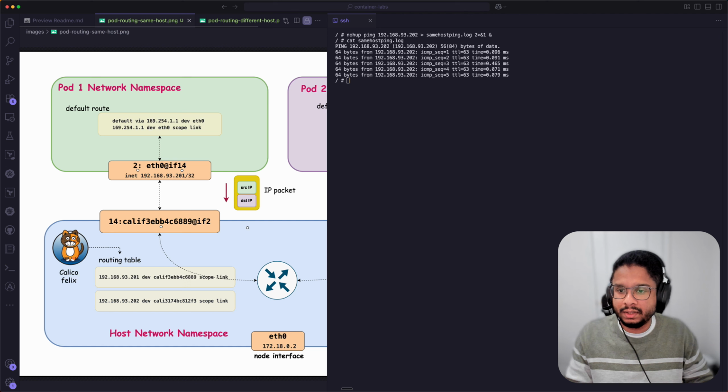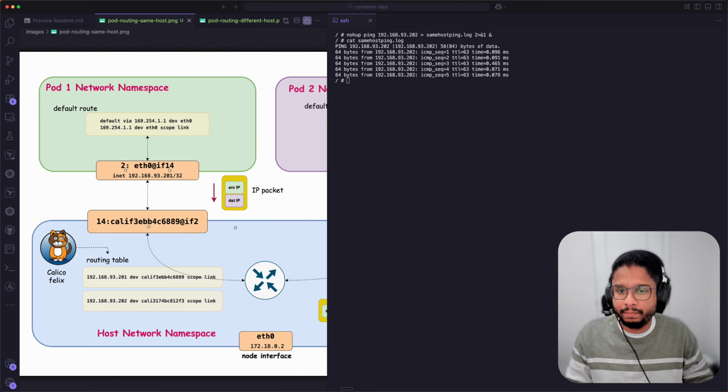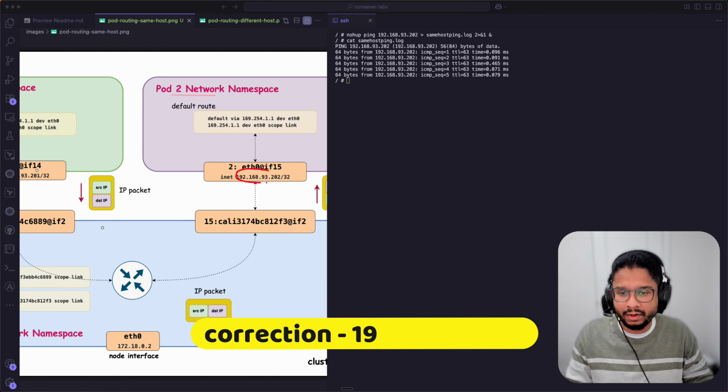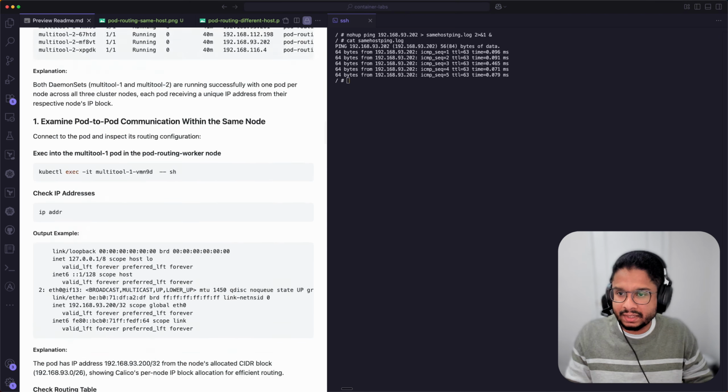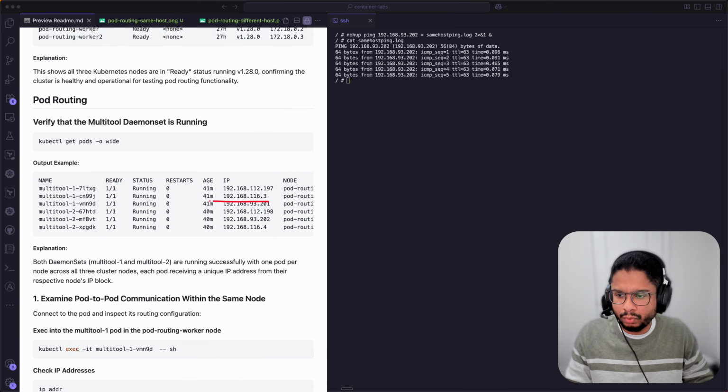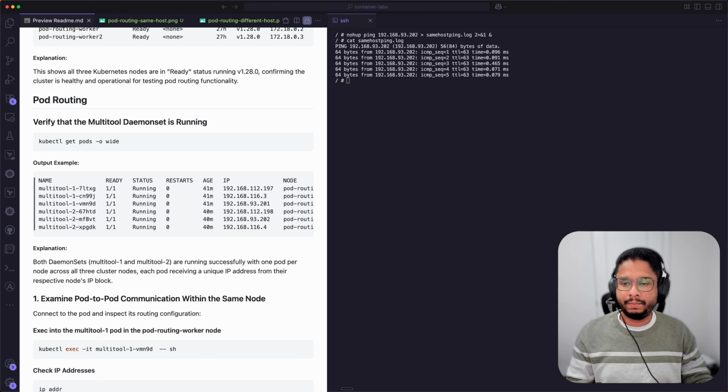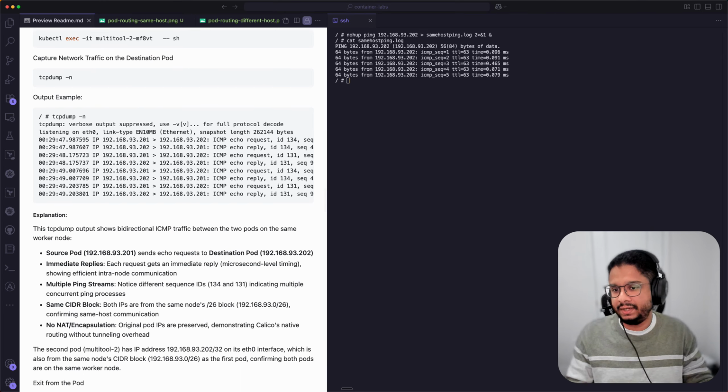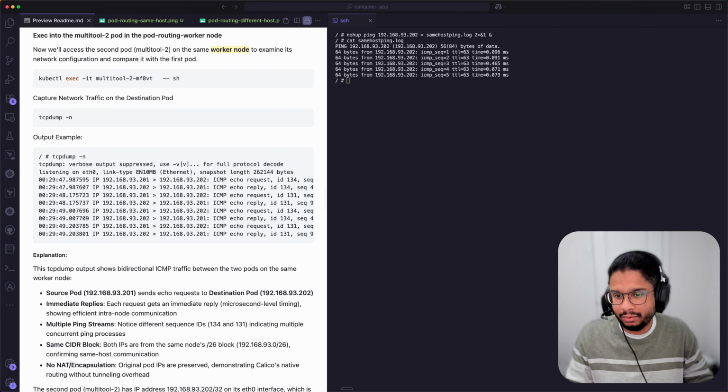So what we did was from pod1, we pinged pod2. So we're pinging 192.168.93.201, and that basically is 93.201 here. And we're basically pinging 192.168.93.202. So on the same node, for multi-tool1, we're pinging multi-tool2. All right, and that ping is successful. So basically pod-to-pod communication within the same node is working.